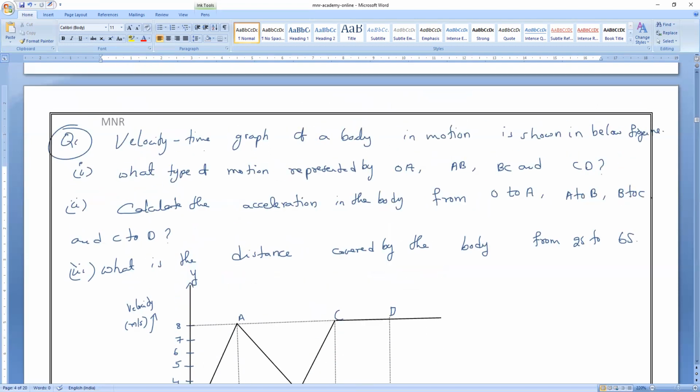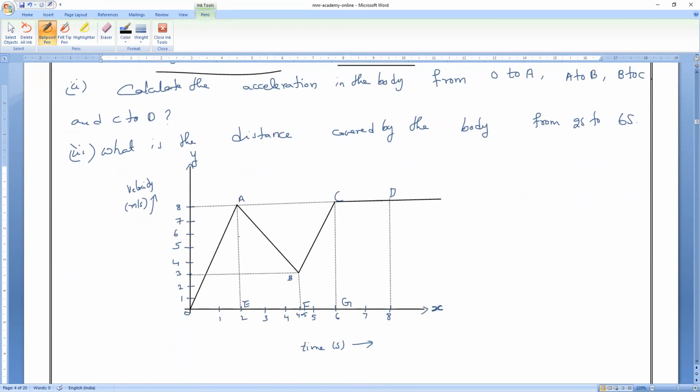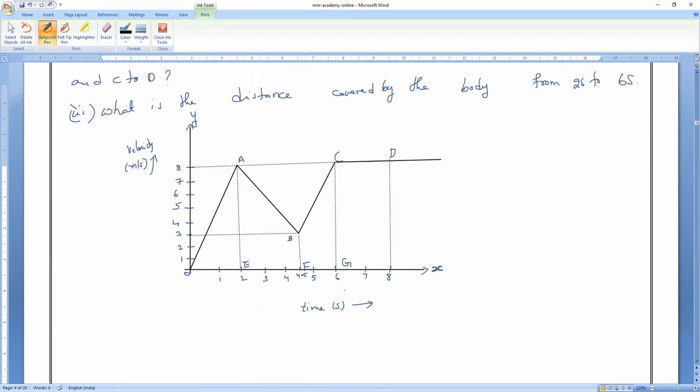Now, first question. What are they asking? Check it. The velocity-time graph of a body in motion is shown in the figure below. What type of motion is represented by OA, AB, BC, and CD? First, OA. Tell me, what motion is OA? Uniformly accelerated motion. First one is OA, O to A. Everybody, uniformly accelerated motion.